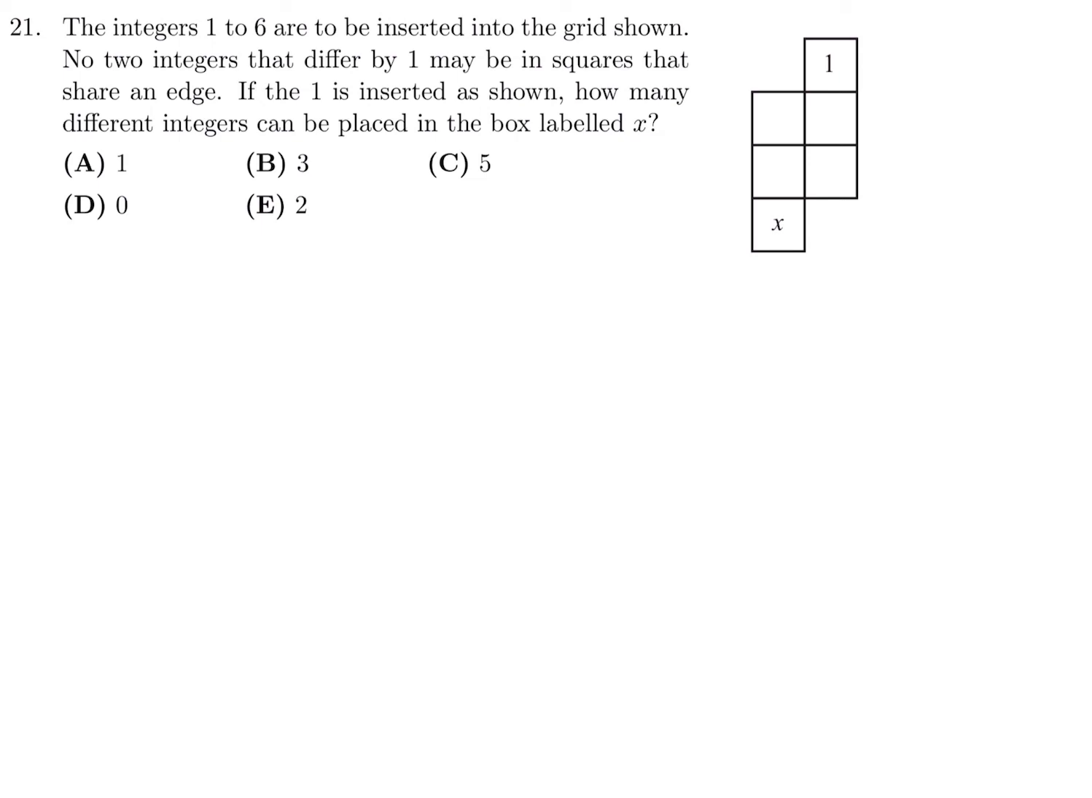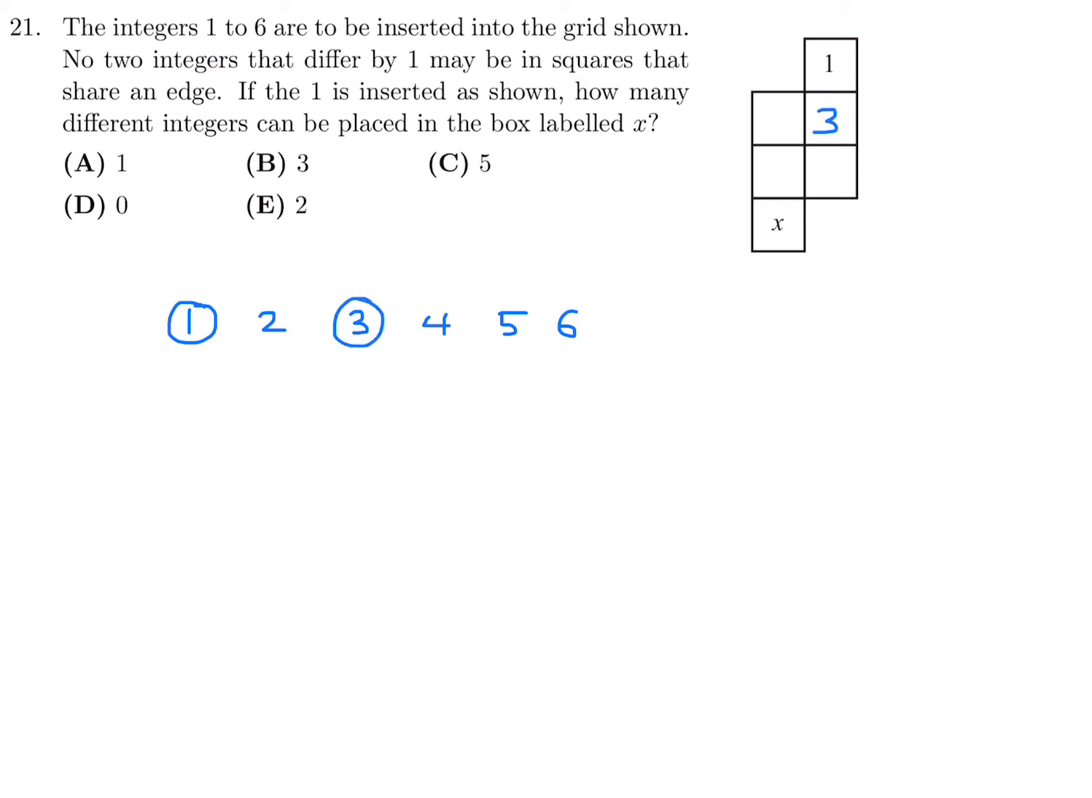All right, well, let's just work this out. Trial and error, basically. Not much more than that. Okay, so here's the numbers. 1 is always selected, so here we go. Let's say the next number is... I can't put a 2 in here because that violates the rule. No two integers that differ by 1 may be in squares that share an edge. Okay, can't put a 2. Let's start with the 3 then.